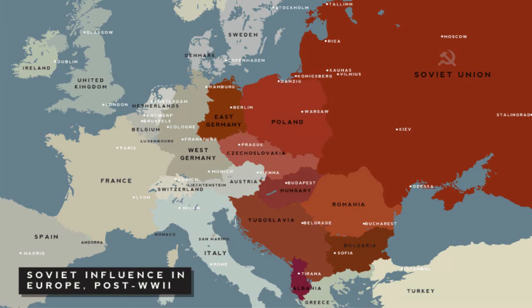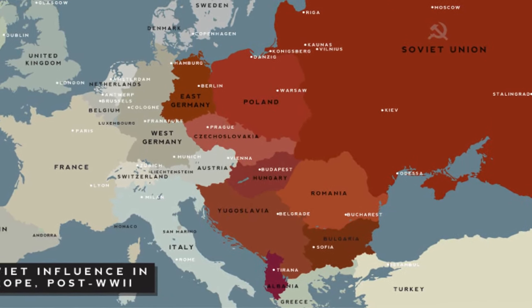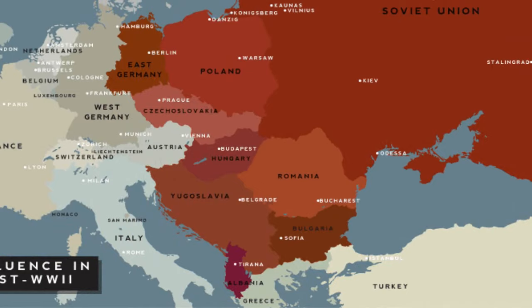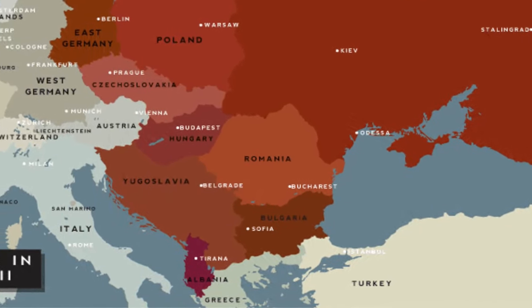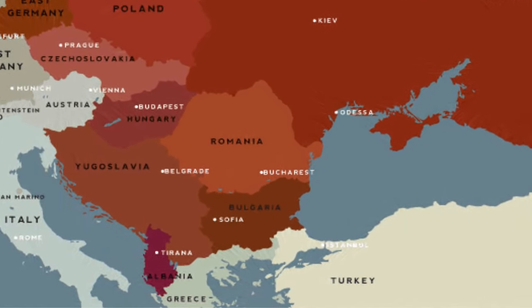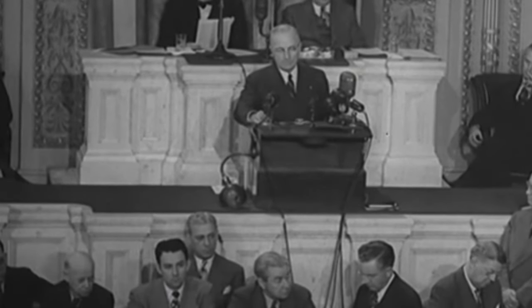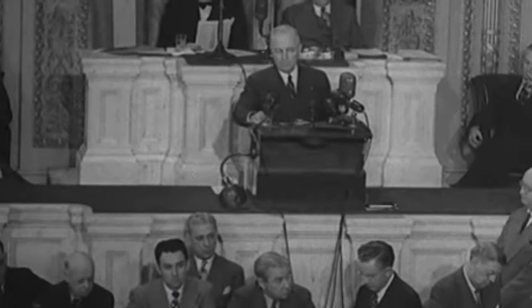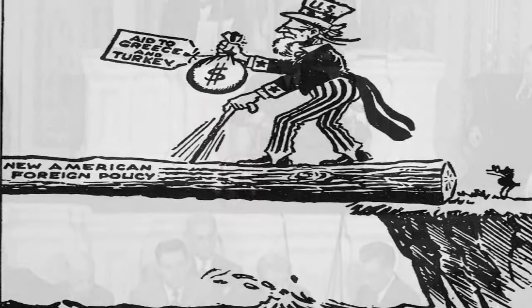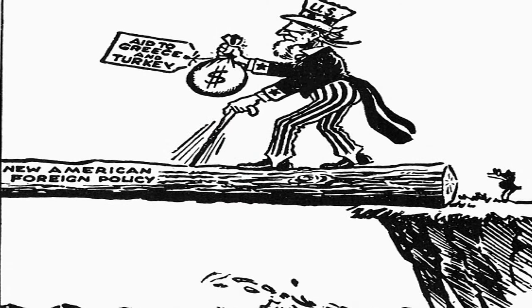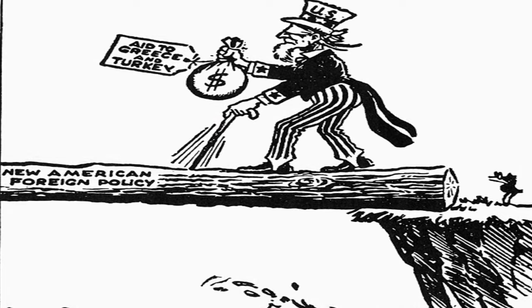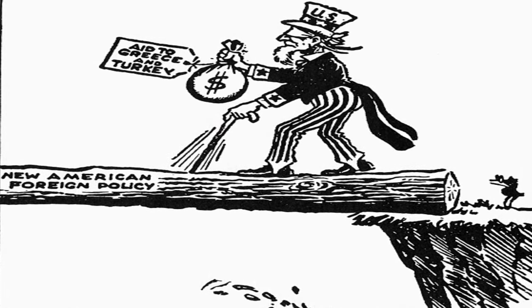He feared that if Greece and Turkey were left to their own accord, they would become communist states. Truman believed communism must be halted and not allowed to spread to other nations. Many feel that this speech was the beginning of what became known as the Cold War. It effectively established the Truman Doctrine as America's policy towards communism.